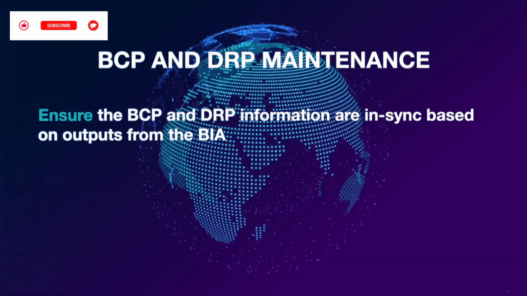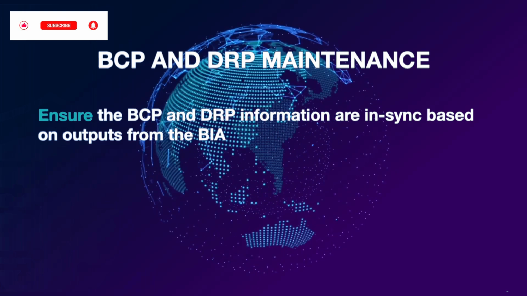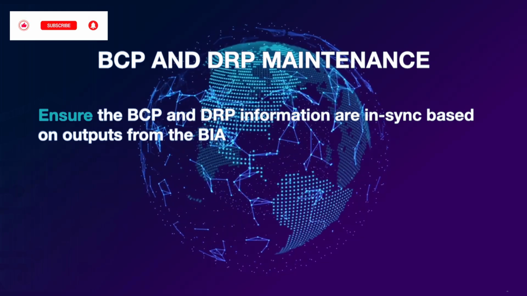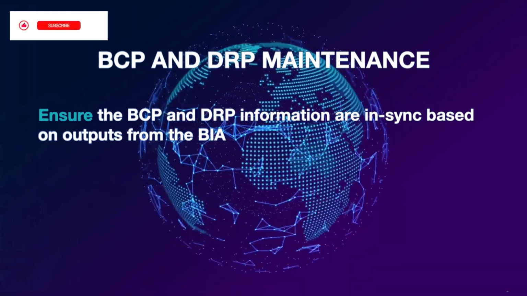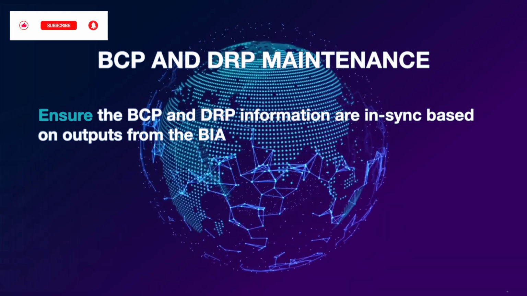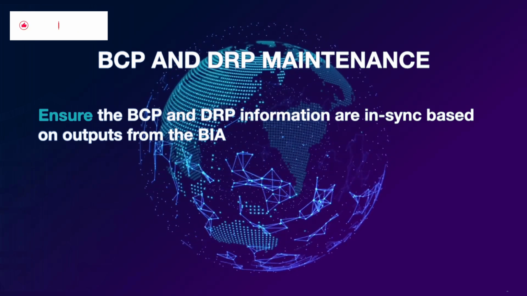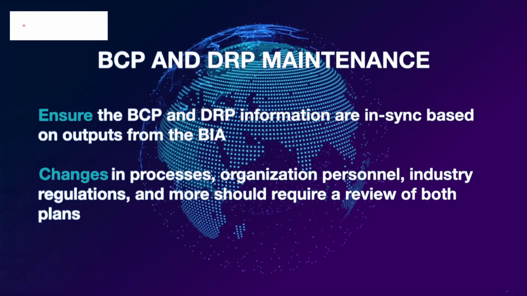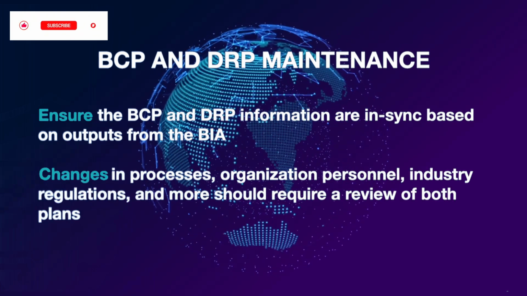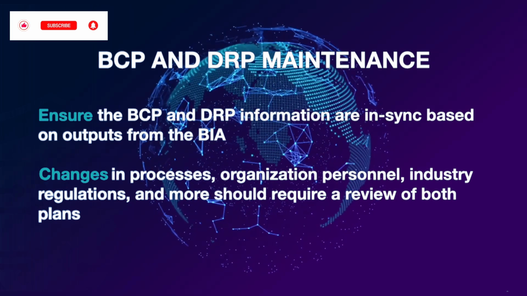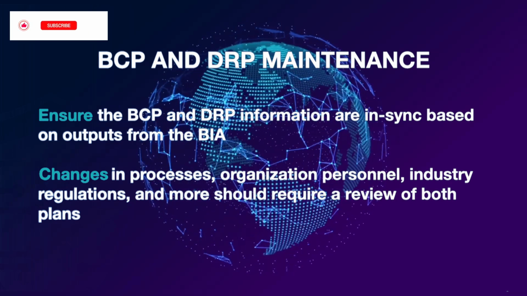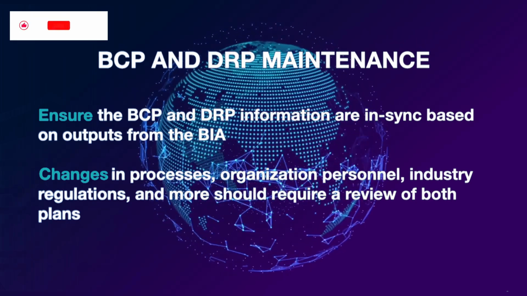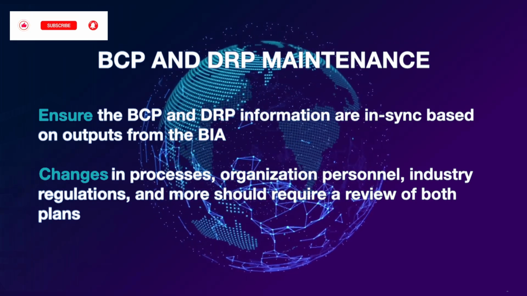So we want to manage and control this document through the CM process. Any changes in how we execute processes, if organization personnel change, such as a disaster recovery team member leaves the organization, if industry regulation changes, and a lot of other factors, should require a review of both of these plans. So this should be part of your continuous monitoring strategy, where a change in process, a change in personnel, a change in regulation, any kind of change is gonna trigger the review of the BCP and DRP just to make sure that everything is still accurate.